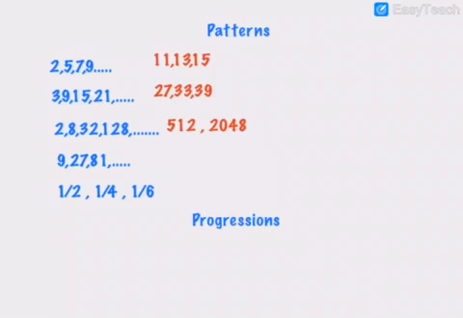So 2 4s are 8, 8 4s are 32, 32 4s are 128, 128 4s are 512, 512 4s are 2048. And same case is 9, 27, 81: 9 3s are 27, 27 3s are 81, 81 3s are 243, and 243 3s are 729. This is an interesting pattern. You must remember these numbers for quick calculations in next chapters, because 3 square is 9, 3 cube is 27, 3 power 4 is 81, 3 power 5 is 243, 3 power 6 is 729. In factorization and all, you will be very fast if you remember these things. So this pattern you can remember well.